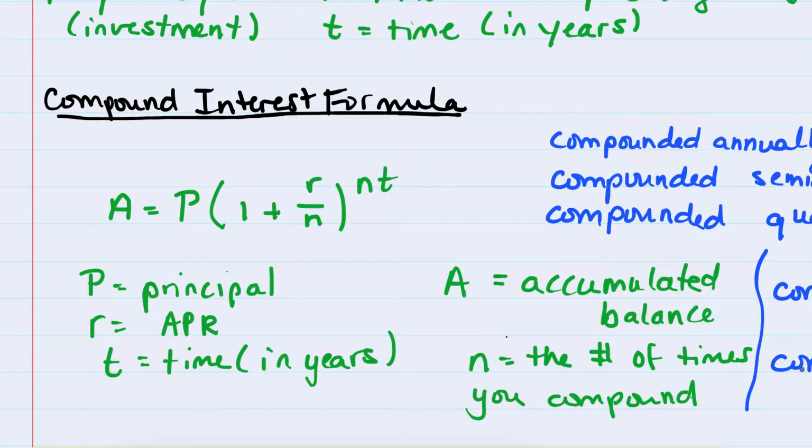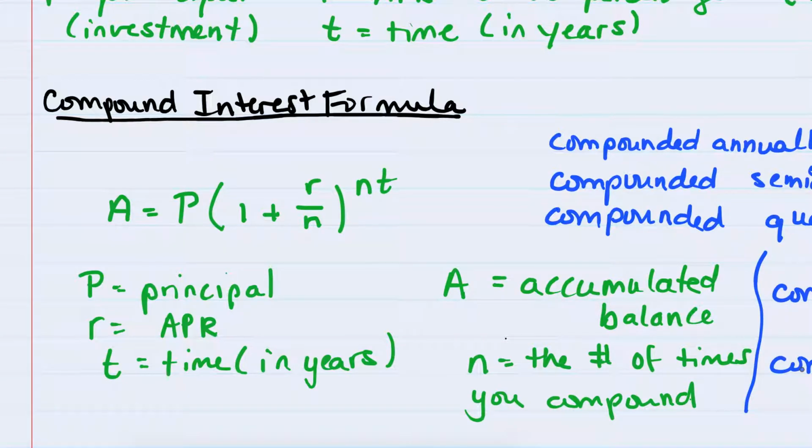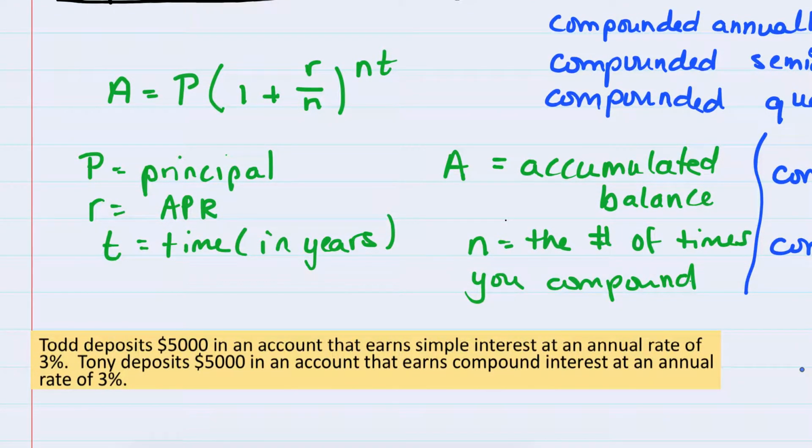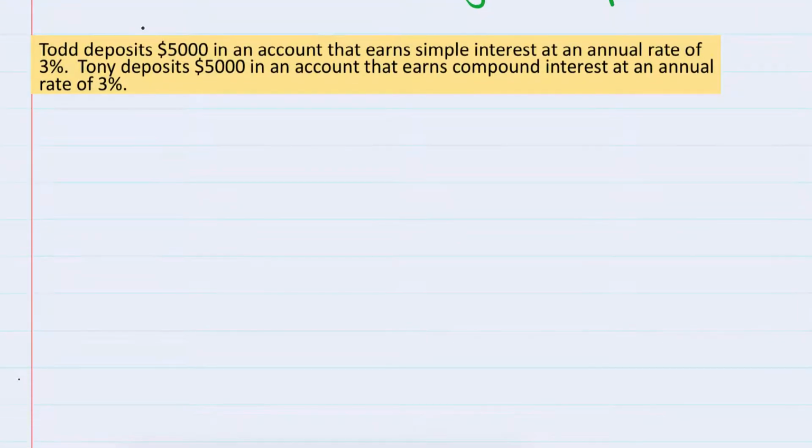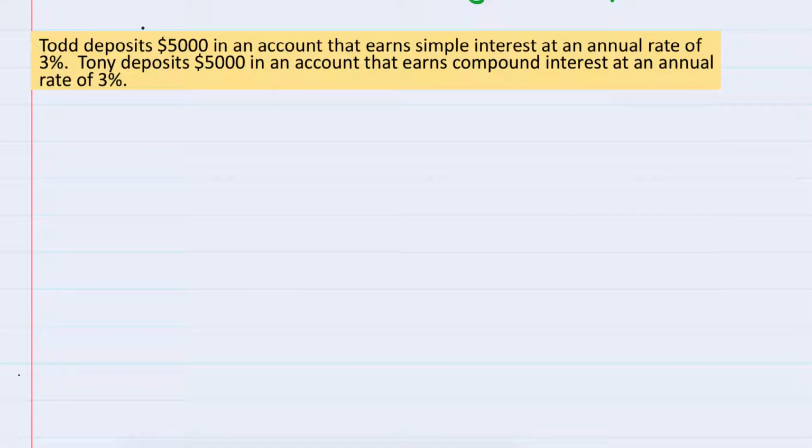Okay, so that's a lot of information at once. It's a big formula, we haven't even used it. So let's do one example just to get our feet wet with this type of information here. So what I want to do is just see the difference between the simple interest formula and the compounded interest formula. So here's the problem. Todd deposits $5,000 in an account that earns simple interest at an annual rate of 3%. Okay, Tony deposits the same amount, $5,000, into an account that earns compound interest and at the same rate.